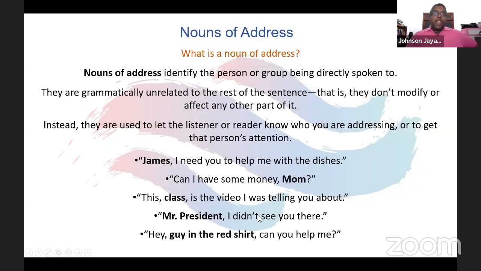Mr. President, I didn't see you there. Hey, guy in the red shirt, can you help me? So I'm pointing my finger at a person that is wearing a red shirt, okay? So these are known as nouns of address. Just keep that in mind.